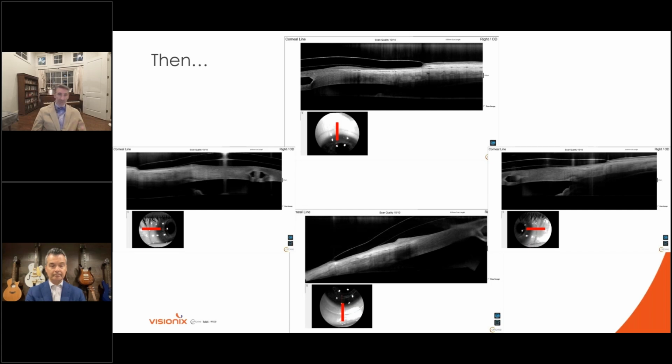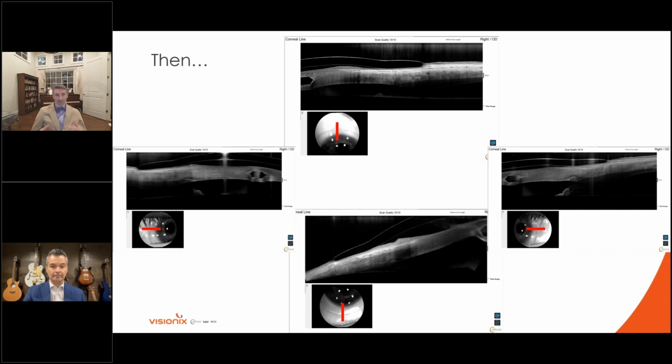And so if you're fitting a toric haptic lens, that means there's 2 meridians. There's a horizontal meridian and a vertical meridian. And so when we're taking the line scans, we're looking to try to image the major meridians of the lens.